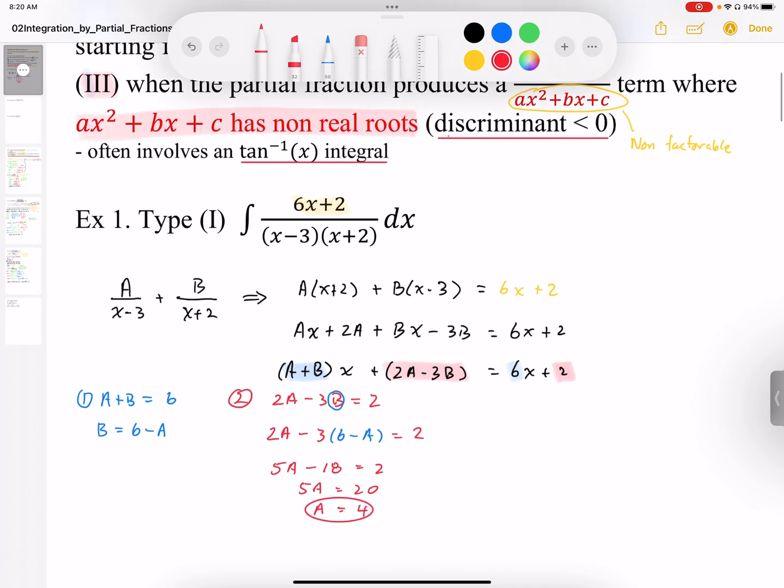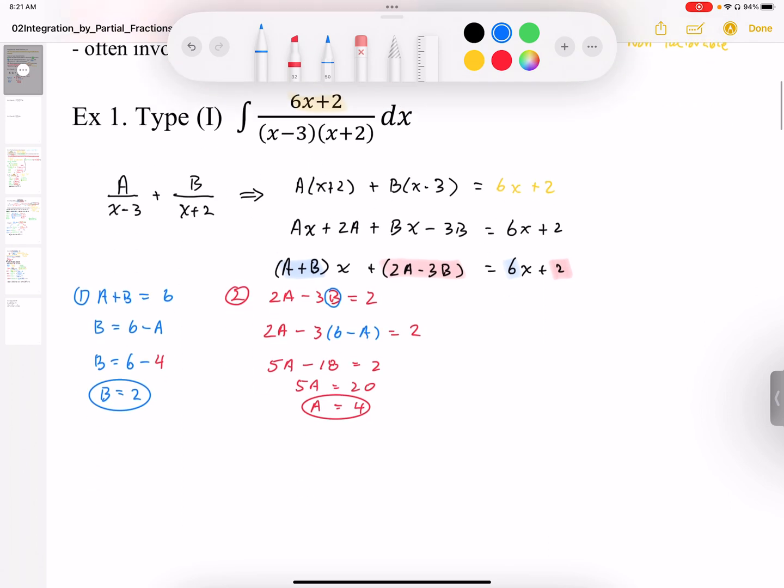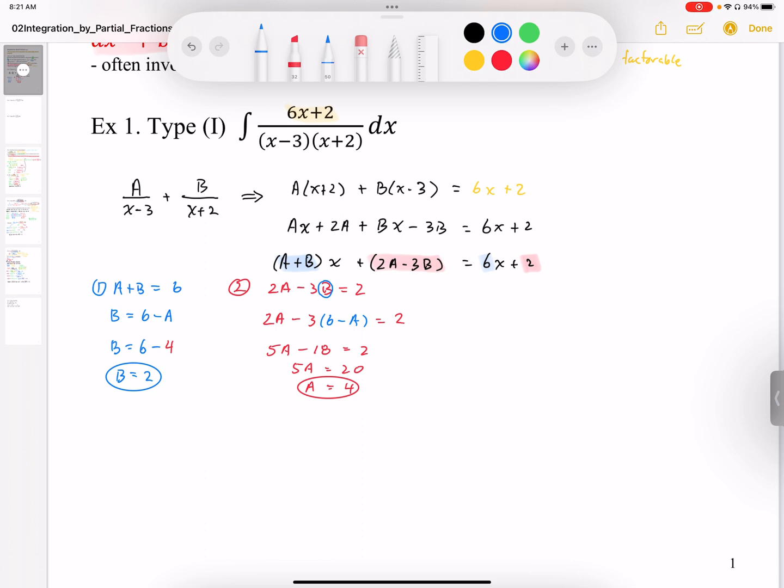Okay, so that's one result. I can then solve for B. B is equal to 6 minus, I solved for A as 4, so that gives me the value of B. So B is equal to 2. So I've now solved for A and B. I can now write this as partial fractions, and then I can integrate these terms.